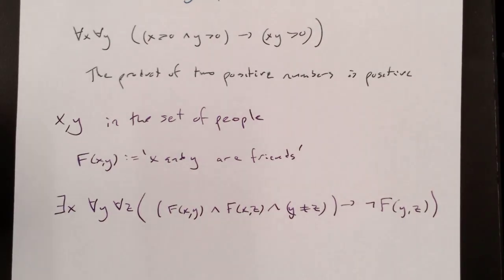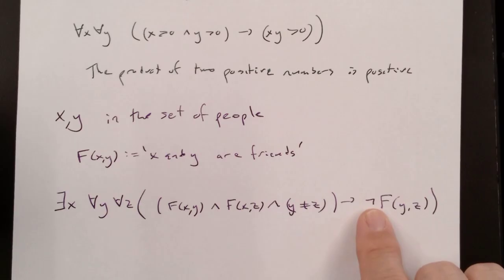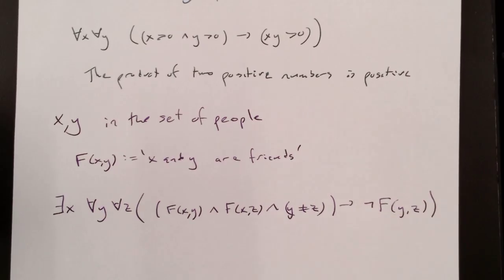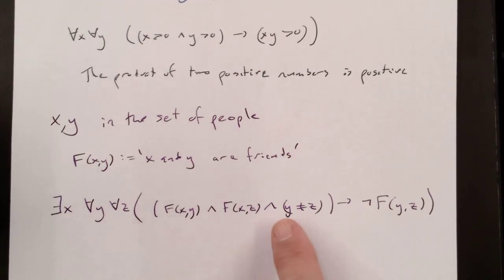If X is friends with Y, friends with Z, and they're different people, then, hang on. What's that symbol? Aha, Y and Z are not friends. There is somebody that has a bunch of friends that are only friends with him, they don't like each other.